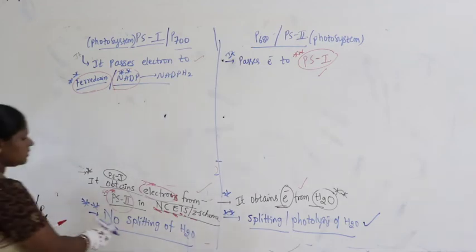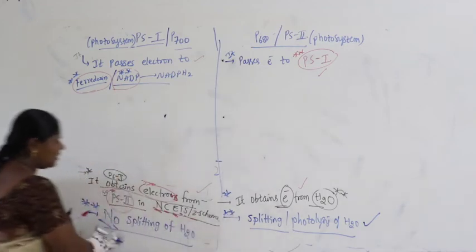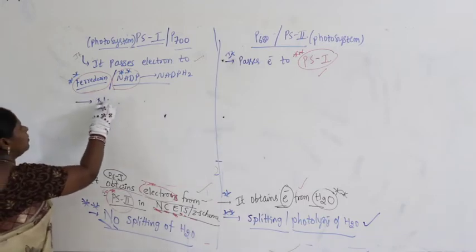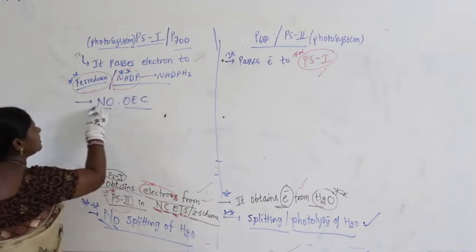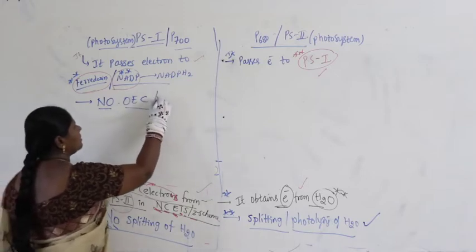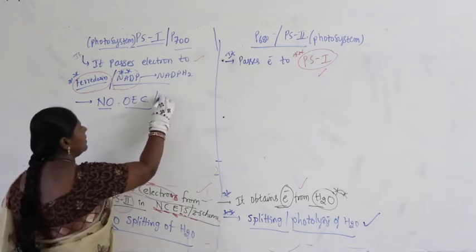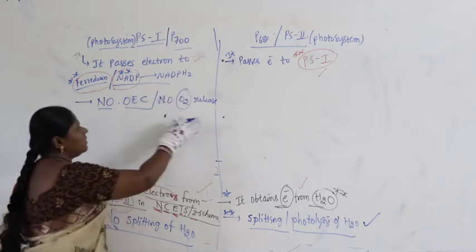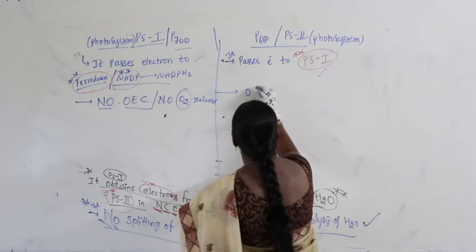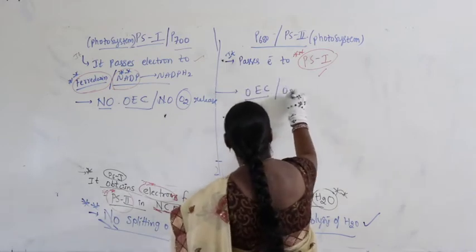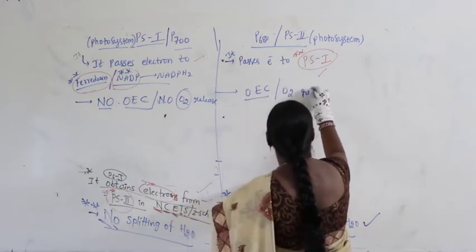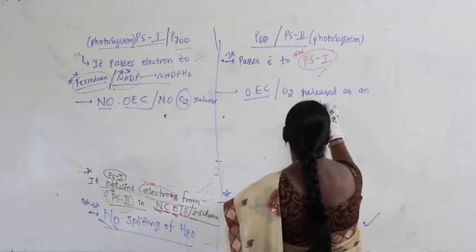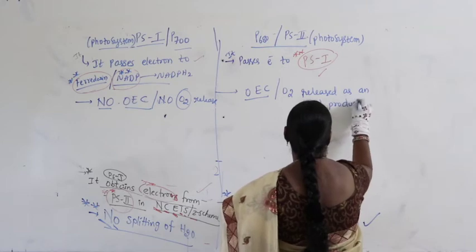So, here splitting of water is there. Here no splitting of water. What you can see here is no oxygen evolving complex, or no oxygen production; oxygen release is absent, yes or no? But here there is an oxygen evolving complex, and oxygen is produced or released as an end product.